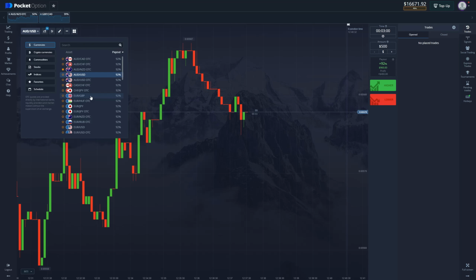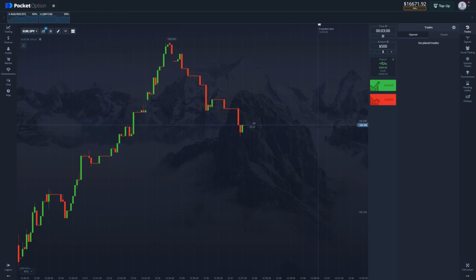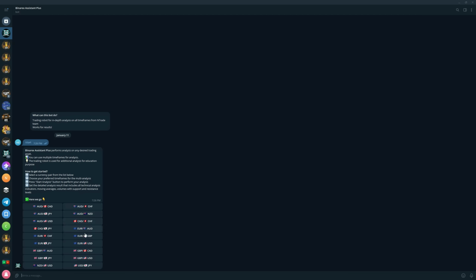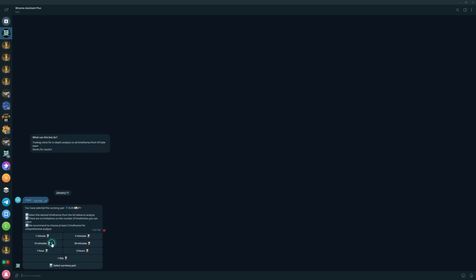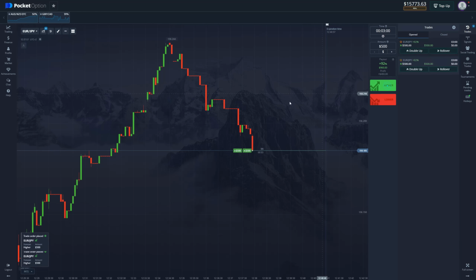This time I want to go, for example, with another 92% entry, Euro Japanese yen. So let's go ahead to our robot, Euro Japanese yen, right here. We choose 5 minutes, 15 minutes, 30 minutes, and 1 hour. Press start analysis, and we're about to receive the analysis for this particular asset, Euro Japanese yen. And there it is, buy. We're going to buy here for $1,000, 3 minutes.